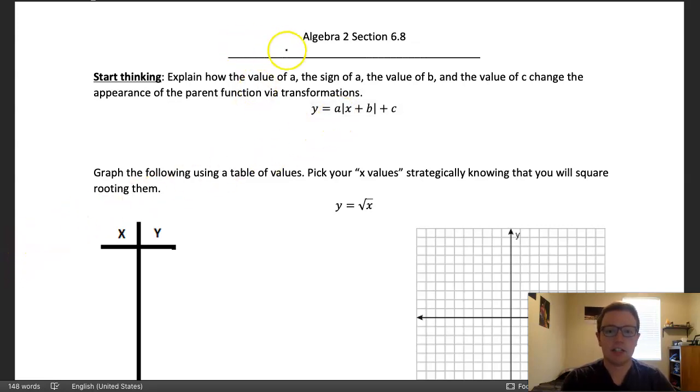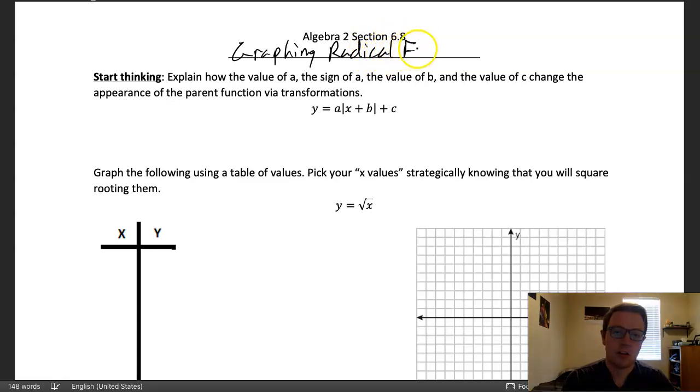Today we're going to be talking about section 6.8. This is going to be all about graphing radical functions. Or in other words, what we're going to be doing today is graphing square roots and cube roots and such. Now before we get into that, let's remind ourselves of how we can adjust our functions, how we can adjust the graphs and their transformations.